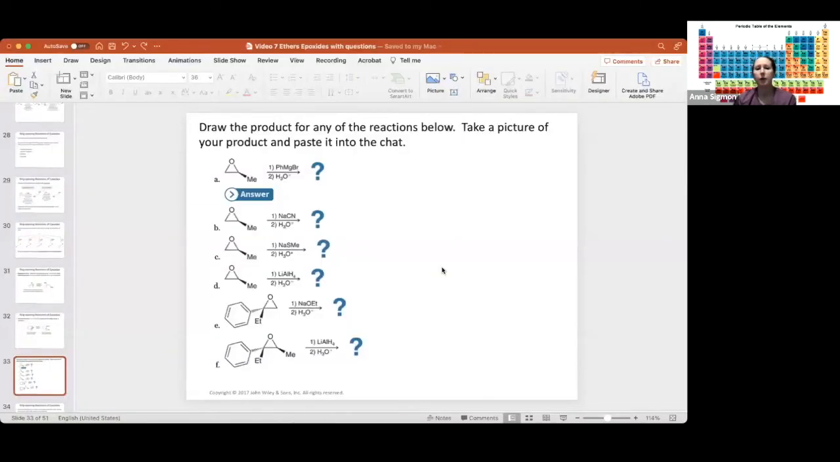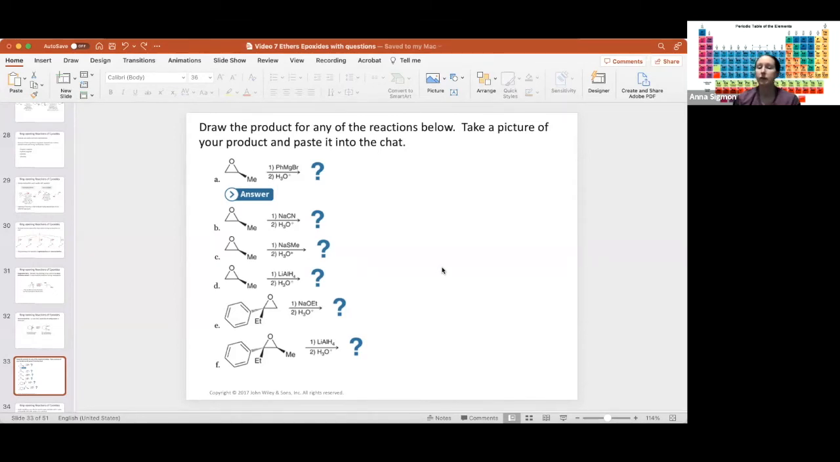So now try parts B through F on your own. Pick any of the reactions, draw what the product is, take a picture of what you drew, and paste it into the chat, along with some explanation of how you got to that product. So in part B, the nucleophile is CN, or cyanide, carbon triple bonded to nitrogen with a negative charge on the carbon. In part C, the nucleophile is the S-methyl. Me stands for methyl. So that's a sulfur bonded to a methyl with a negative charge on the sulfur.